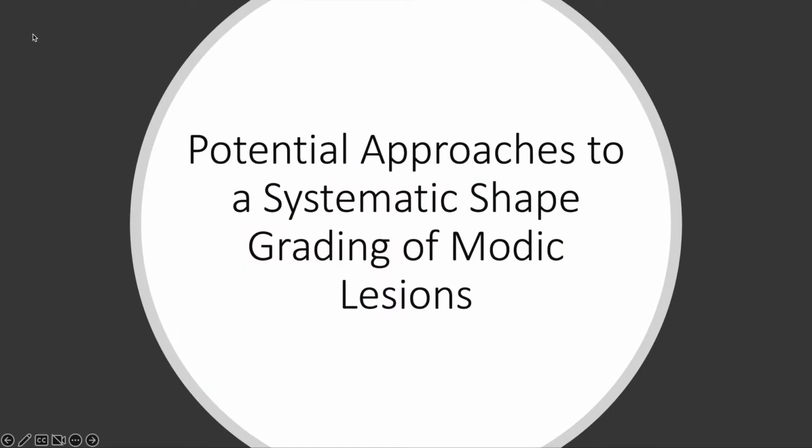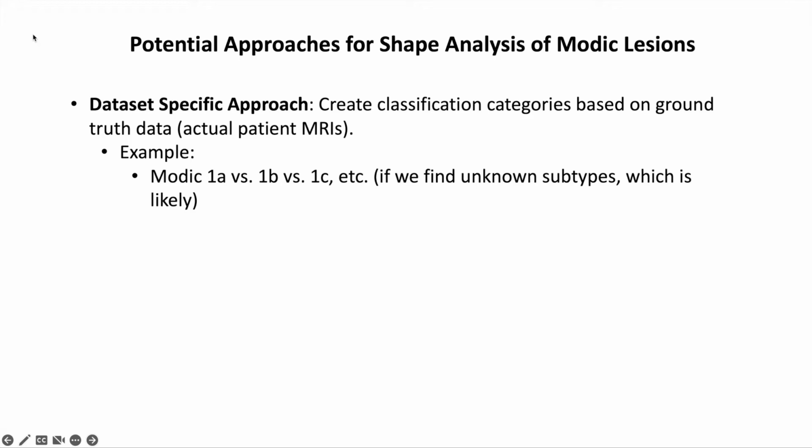Let's now discuss two potential approaches for systematically grading modic types based on modic shapes. First is the dataset-specific approach, common to image classification models in machine learning. Let's just focus on modic type 1 for now. We would analyze actual MRIs of modic lesions in a particular dataset and then measure the modic shapes. A simple approach would be to calculate quartile thresholds of how the data spreads in modic type 1 patients. We would then compare the clinical outcome features between the 4 quartiles to determine if there might be 4 subgroups of what is called type 1. If we find unknown subgroups, then we would validate this in another dataset of type 1 patients.